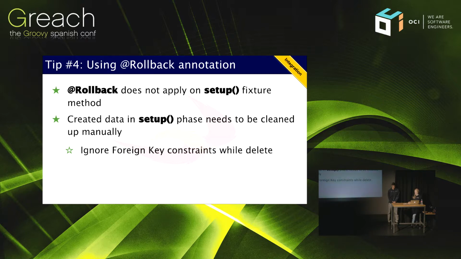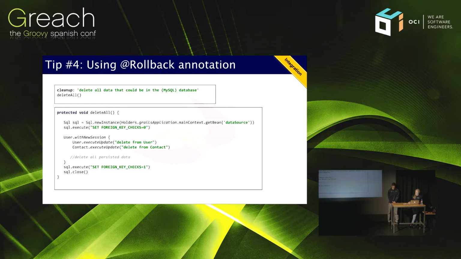The trick, or one of the possible tricks to do it in a fast and easy way, is ignoring the foreign key constraint while deleting the entities. This example shows the way to do it when using a MySQL database, simply executing a query that sets the foreign key checks to 0 before deleting all your entities, and restoring this value at the end of the deletion process.